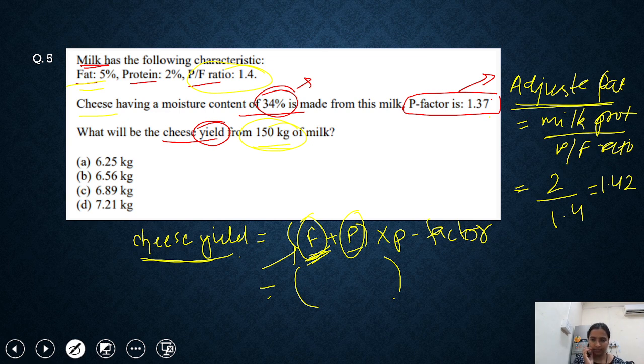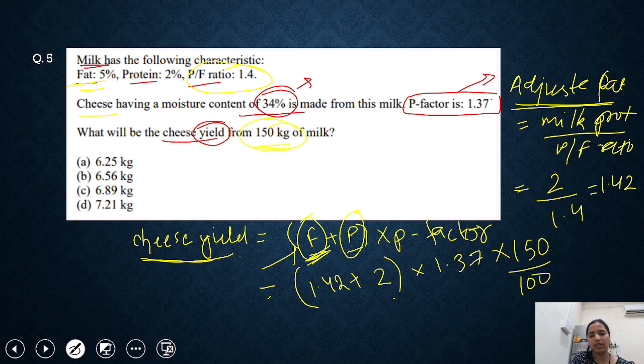Okay, so this f is considered as 1.42 plus this p, that is protein present, 2%, and the p factor, that is 1.37, into the total volume of milk, because we are yielding the cheese from that amount. 150 upon 100, because the fat and protein content are present in percentage, so we are dividing it by 100. So simply when you solve this, it will give you the cheese yield.